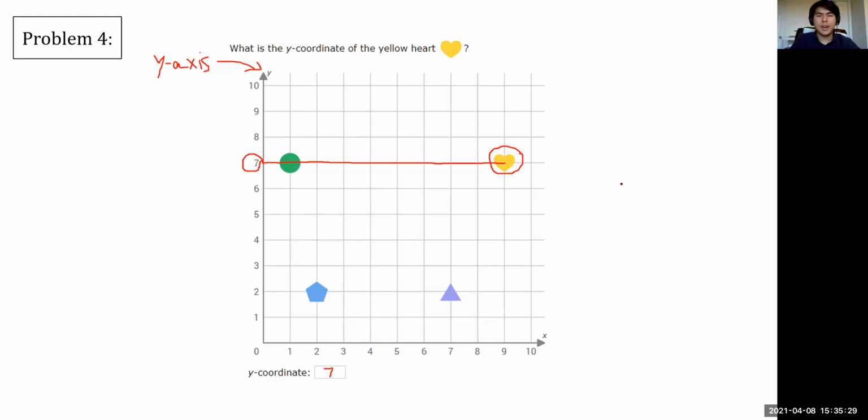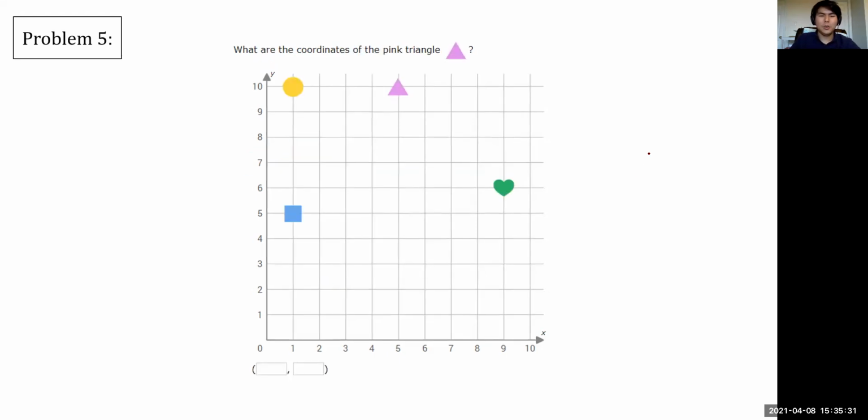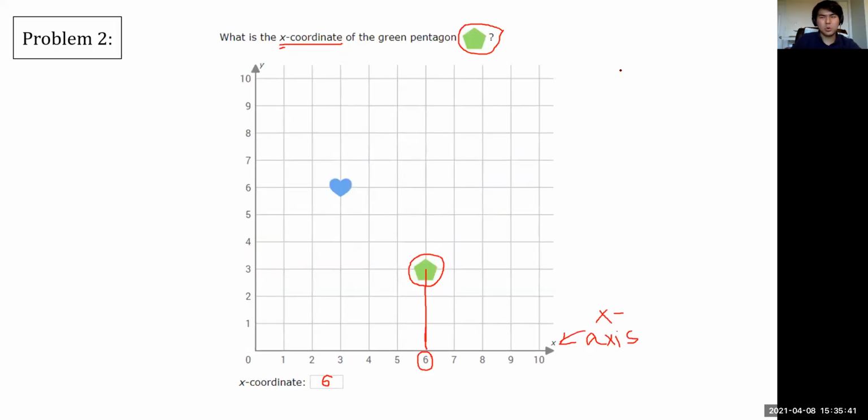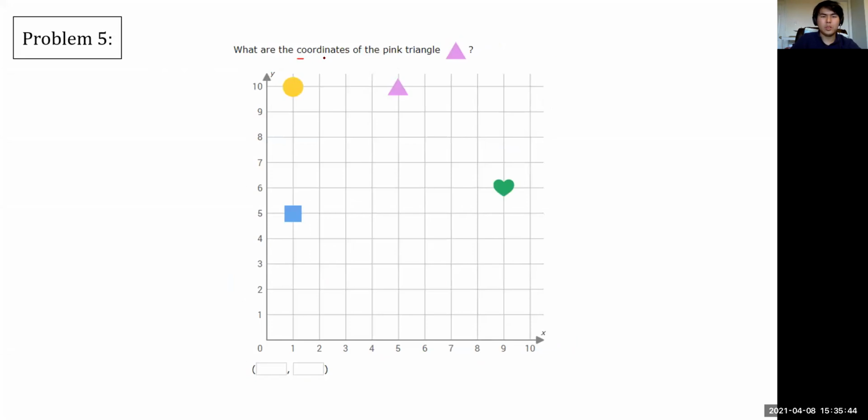Moving on to problem 5. What are the coordinates of the pink triangle? Now it is asking us for not just the y-coordinate or the x-coordinate, but coordinates, meaning that it is asking for both the x and y coordinates. That being said, let's get started.